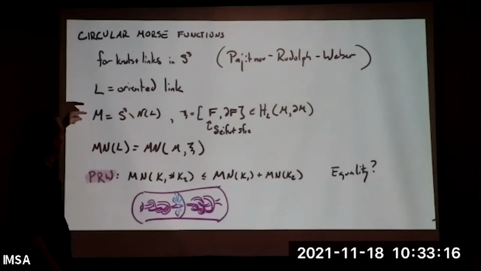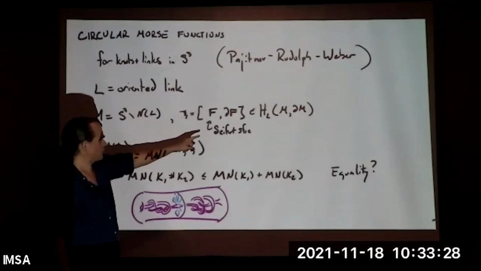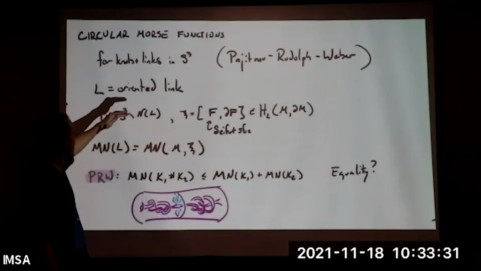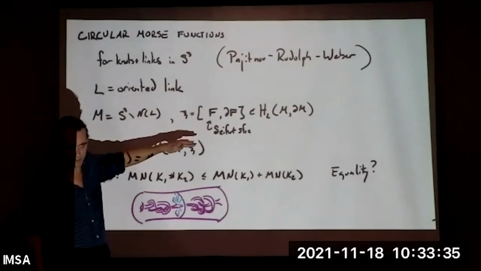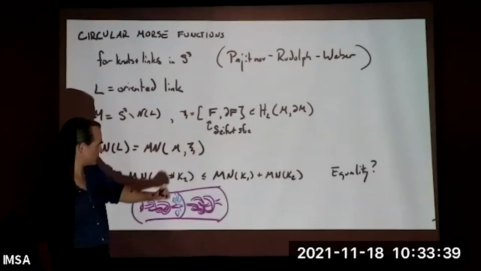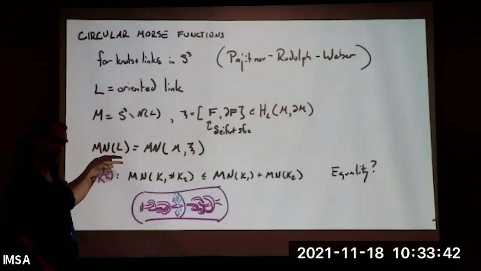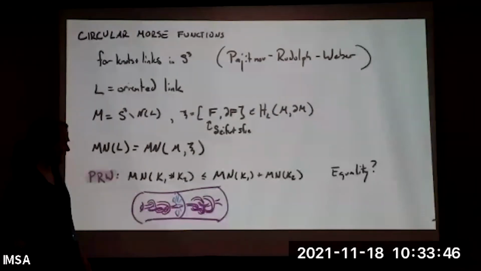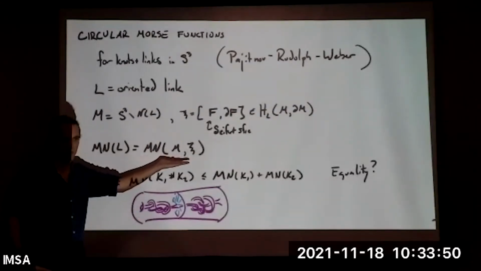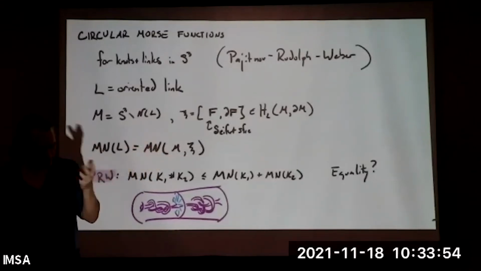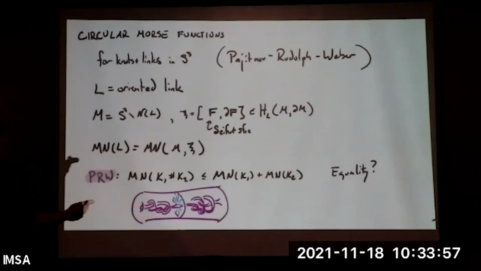What they did, when they had an oriented link, is look at the link exterior, the complement of a regular neighborhood. Then they focused upon the class that was represented by a Seifert surface. Once we have this oriented link, we have a well-defined class of Seifert surface, so that picked out a very particular class. They defined the Morse-Novikov number of that oriented link to be the Morse-Novikov number with respect to that class. Oriented links in S3 have Seifert surfaces, so this is a well-defined thing. There's some curiosity in that: if you change the orientation on one component of the link, this could totally change.